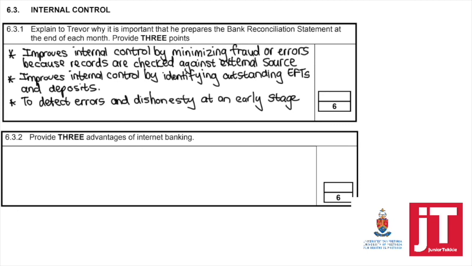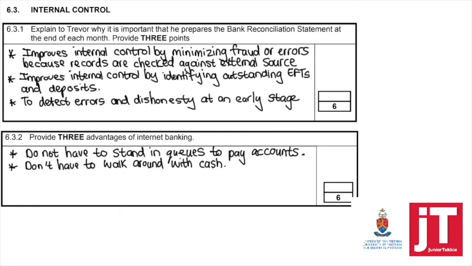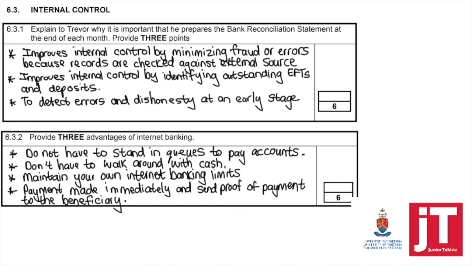The next question, provide 3 advantages of internet banking. 1, do not have to stand in queues to pay accounts. 2, don't have to walk around with cash. Maintain your internet banking limit. You can do it yourself. Payments made immediately and send proof of payment to the beneficiary. So these are all some advantages of internet banking.